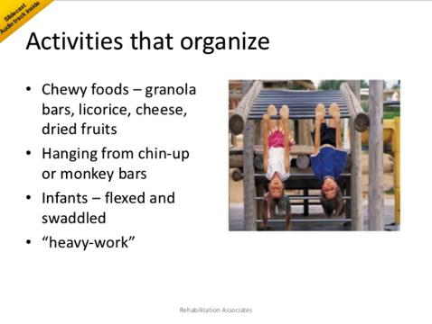Activities that help us to organize are chewy kinds of foods like granola bars and licorice and cheese and dried fruit, or things that give us a deep stretch to our bodies like hanging for a while on monkey bars. For an infant to flex and swaddle, one of the greatest things you can know how to do is to really do a good swaddle wrap for a baby and to help families understand how to use that. And again, doing heavy work.